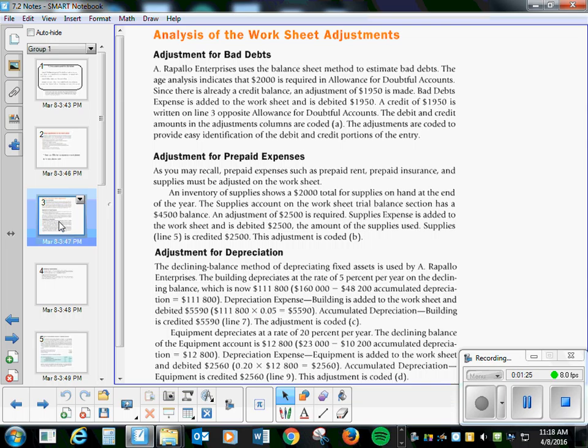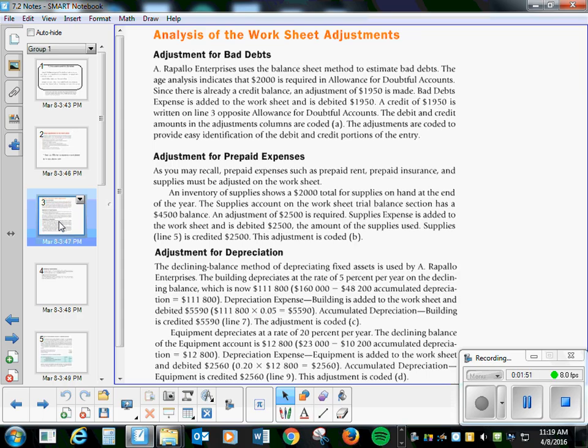Okay, so adjustments for bad debts. A. Rapello Enterprises uses the balance sheet method to estimate bad debts. The age analysis indicates that $2,000 is required in allowance for doubtful accounts. Since there's already a credit balance, an adjustment of $1,950 is made. Bad debts expense is added to the worksheet and is debited $1,950. A credit of $1,950 is written on line 3, opposite the allowance for doubtful accounts.